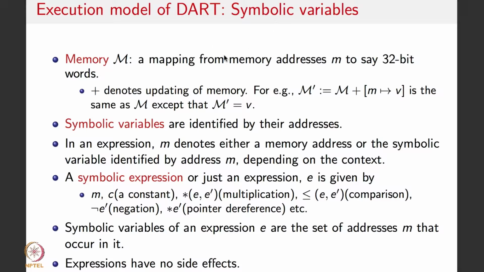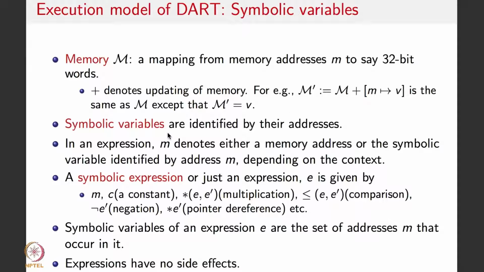So first we need to understand how memory looks like. Let's say you have a 32-bit processor or a 64-bit processor or a 128-bit processor. Then what is memory? Memory for a 32-bit processor can be thought of as a mapping from memory addresses, call it M, to 32-bit words. What does plus denote? It denotes that the memory is updated. For example, suppose I write something like this, it means that M prime is the same as memory M, except that the memory location small m is updated with the value V. Otherwise, all other memory locations in M prime, capital M prime, are the same as that of M.